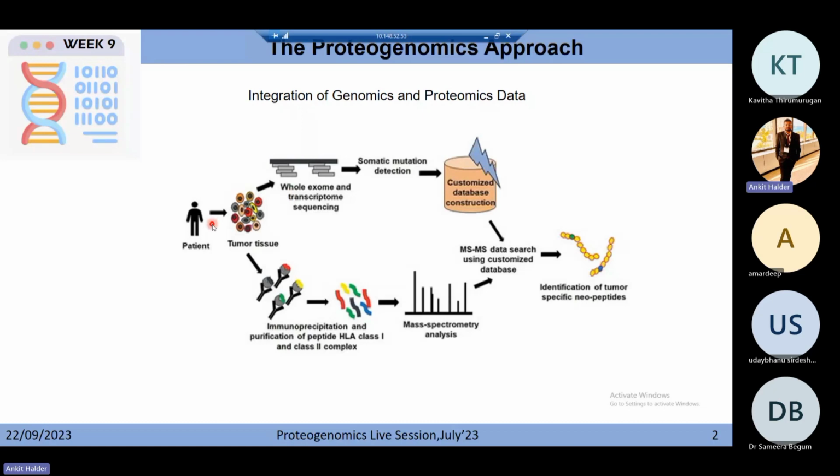So for that, we need a whole exome sequence from the tumor tissue, as well as from the normal tissue, the peritumoral region or the PBMCs, that is, the peripheral blood mononuclear cells, which contain the normal DNA. Then you align the two, and you get exactly the differences and mutations present in that particular person. So now we will detect the somatic mutations, since we are doing whole exome sequencing. So this is one thing.